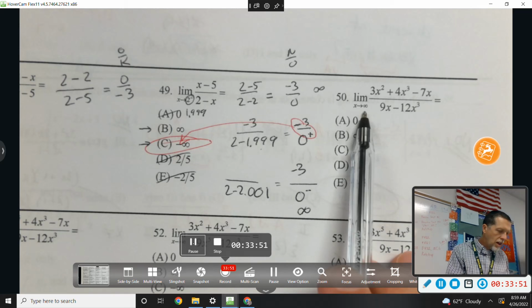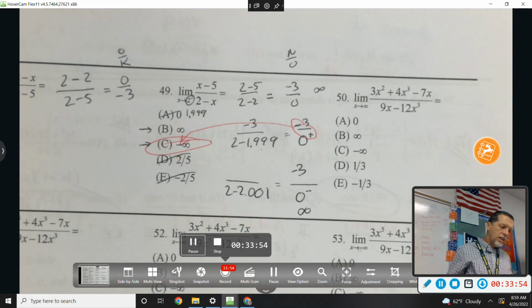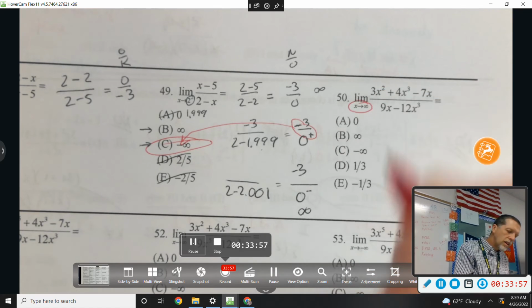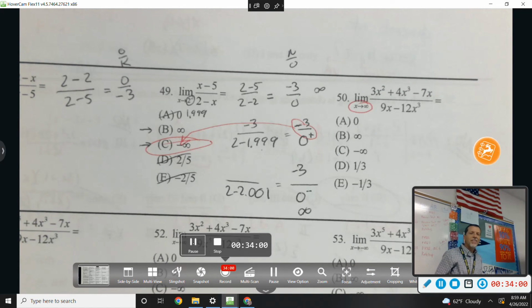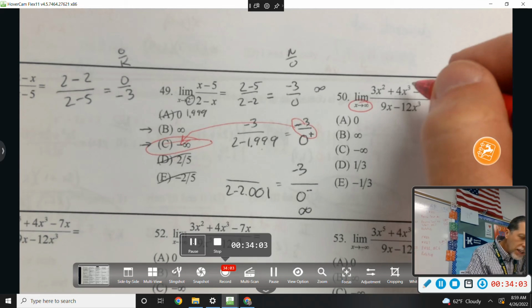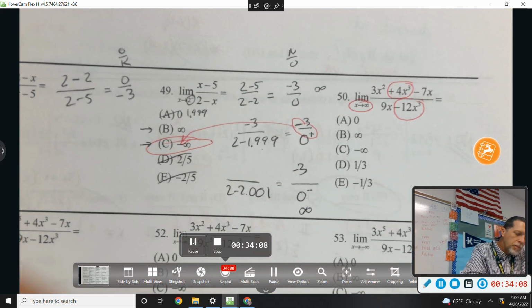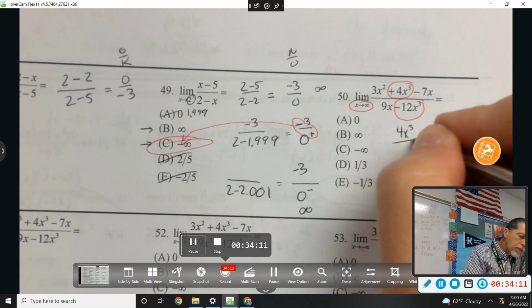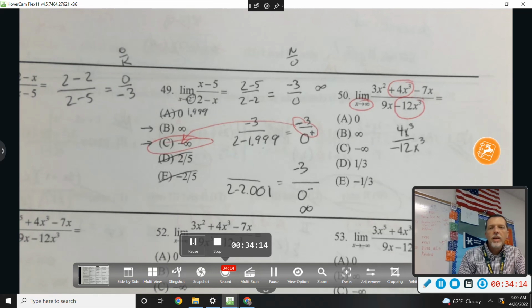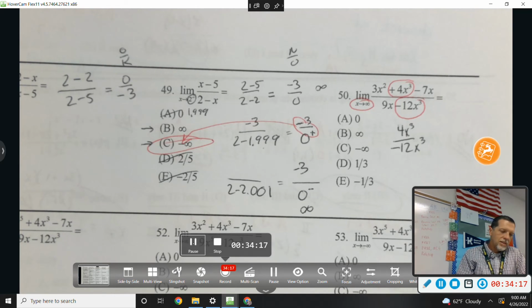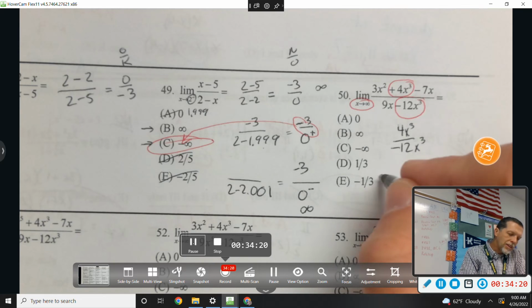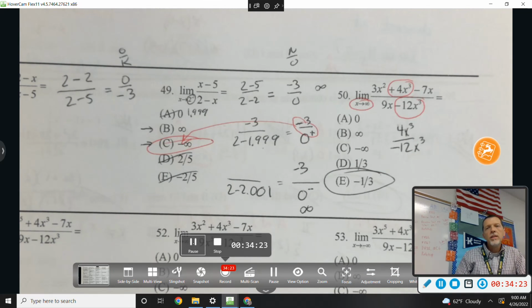What do we do with limits at infinity? That's where you only care about the biggest degree term. 4x cubed over negative 12x cubed. What does that equal? X cubed cancels, reduces to negative 1/3. That's also the shortcut, but use the shortcut if you like, but it's better if you understand what's going on. That's the equal degree part of the shortcut.